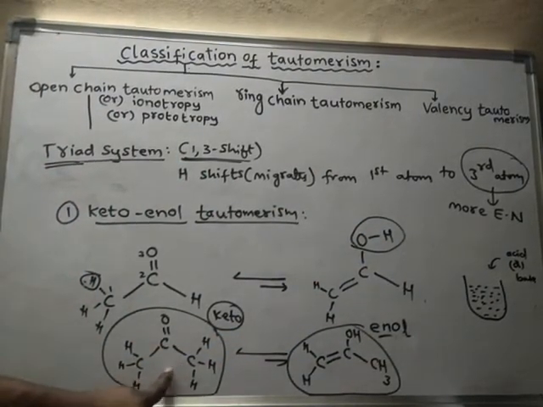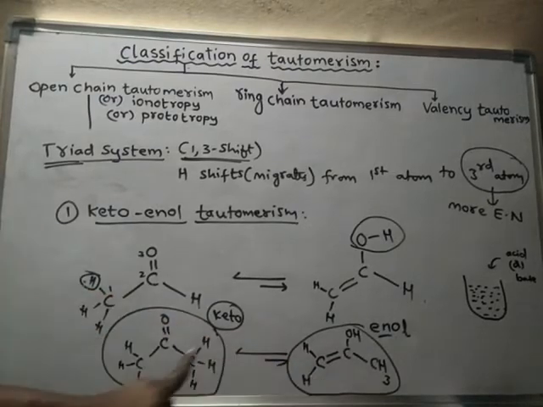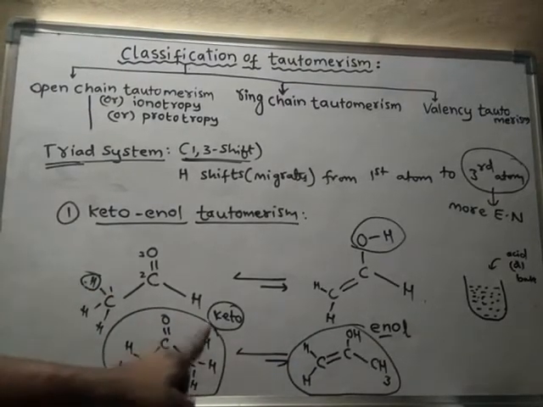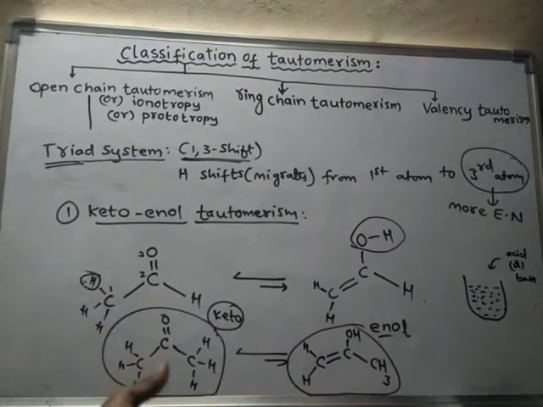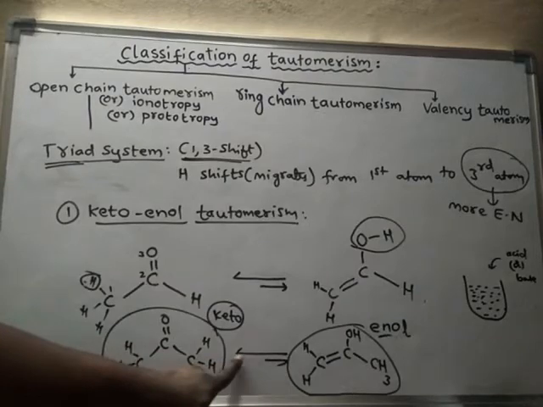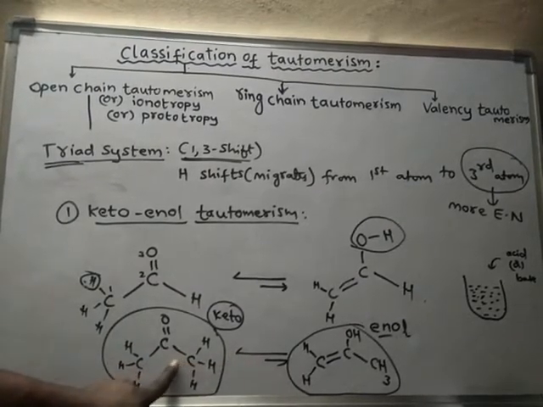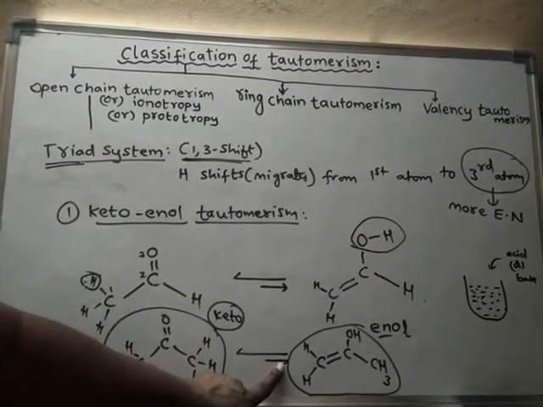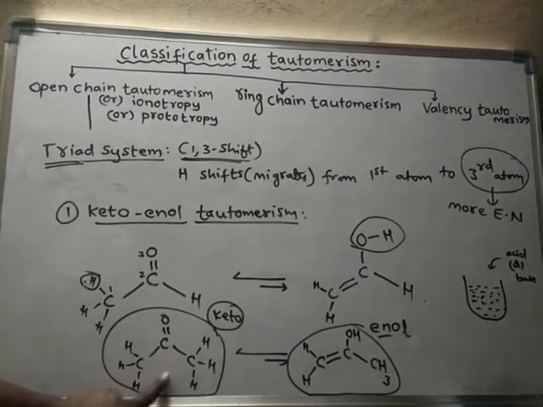This one will convert into this one, and this one will convert into this one. So here, out of these two compounds, which compound is present in more amounts? This compound is present in more amounts. Hence, the long arrow is towards this one, and the short arrow is towards this one, because this is the more stable form.